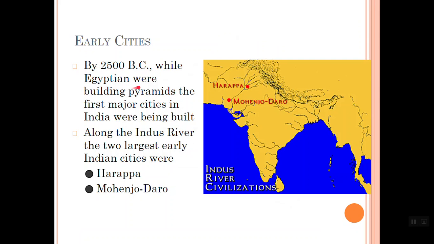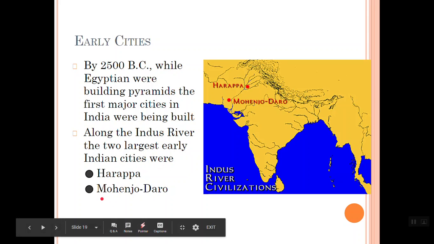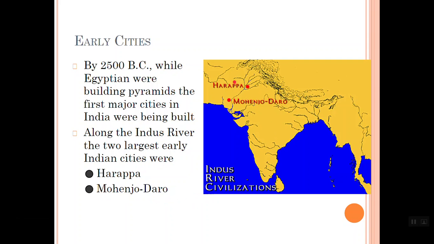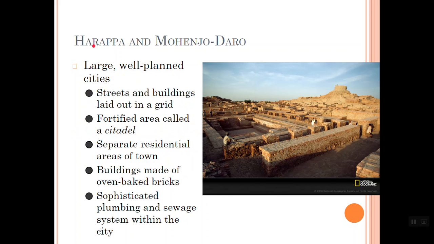2500 BC, while Egyptians were building pyramids, the first major cities in India were being built. Along this Indus River were the two largest early Indian cities of Harappa and Mohenjo-daro. Those are two big cities in India in the ancient civilizations. Harappa and Mohenjo-daro, large, well-planned cities. Streets and buildings laid out in a grid, a fortified area called a citadel.